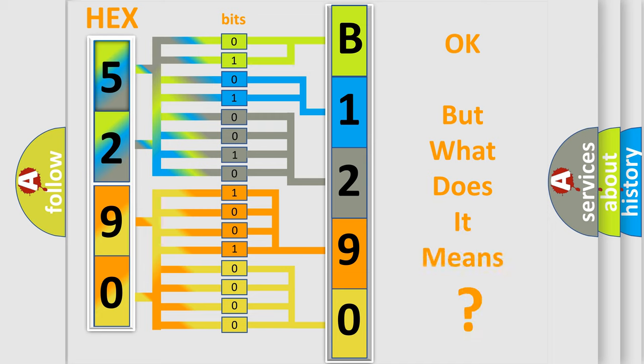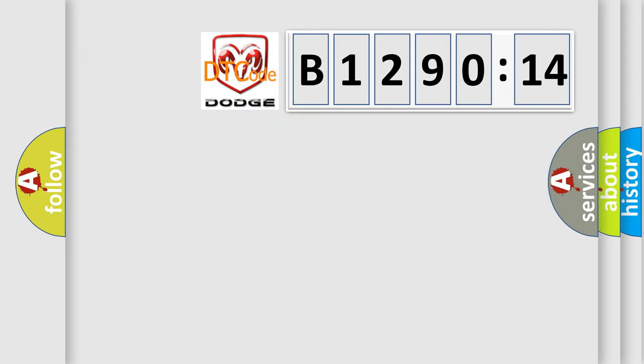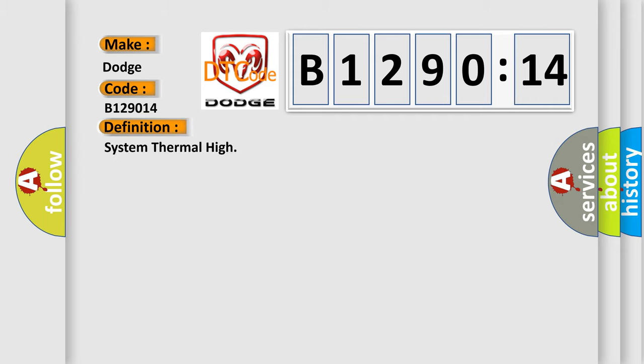The number itself does not make sense to us if we cannot assign information to what it actually expresses. So, what does the Diagnostic Trouble Code B1290-14 interpret specifically for Dodge car manufacturers? The basic definition is system thermal high. And now this is a short description of this DTC code.